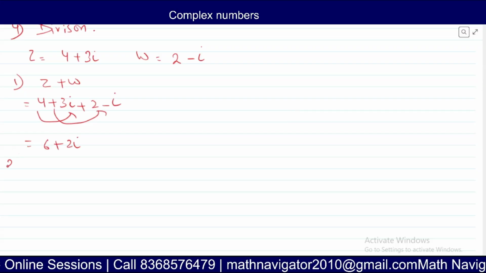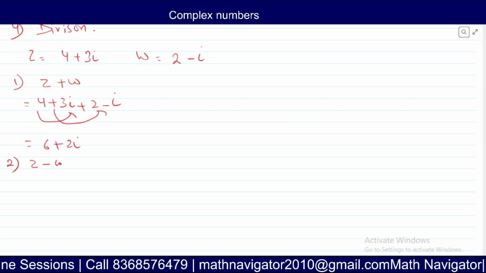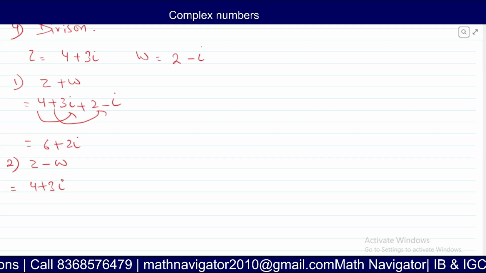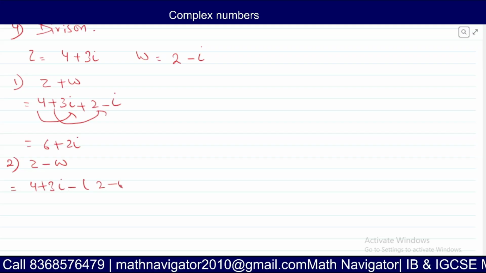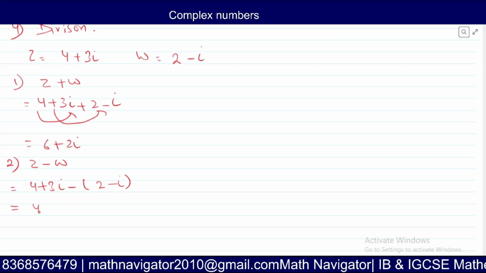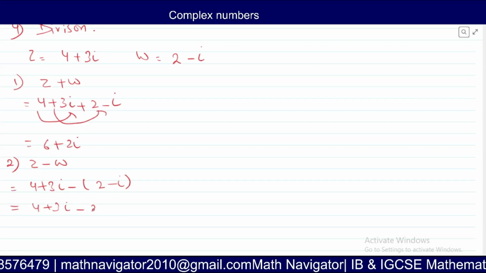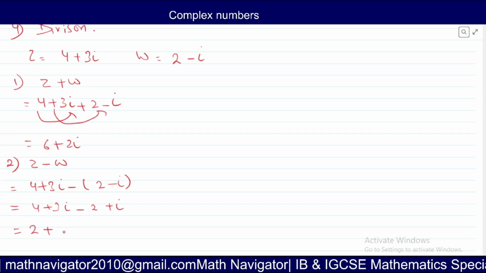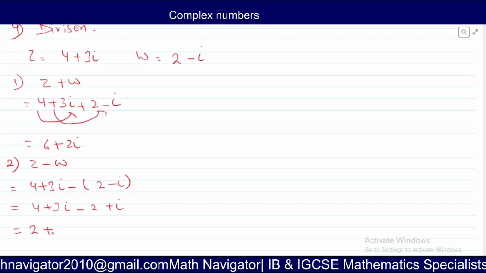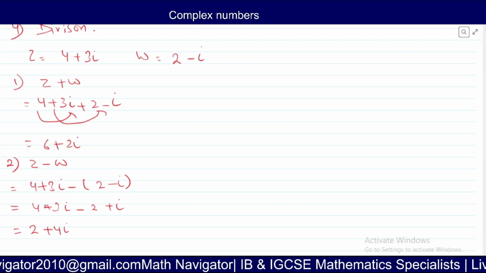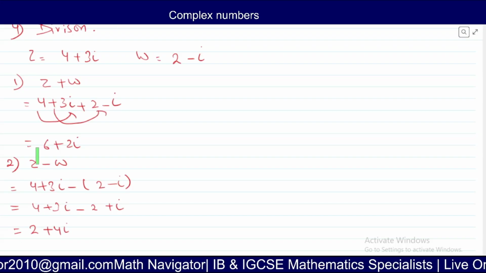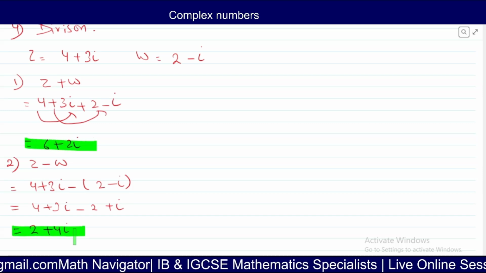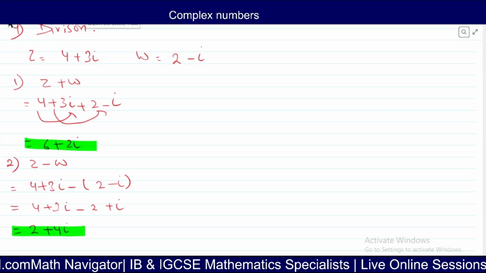Then we talk about z minus w. So this is 4 plus 3i minus of 2 minus i, which is 4 plus 3i minus 2 plus i. This is 2 plus 4i. So this is my answer. So this is addition, this is subtraction. Let's talk about multiplication and division.